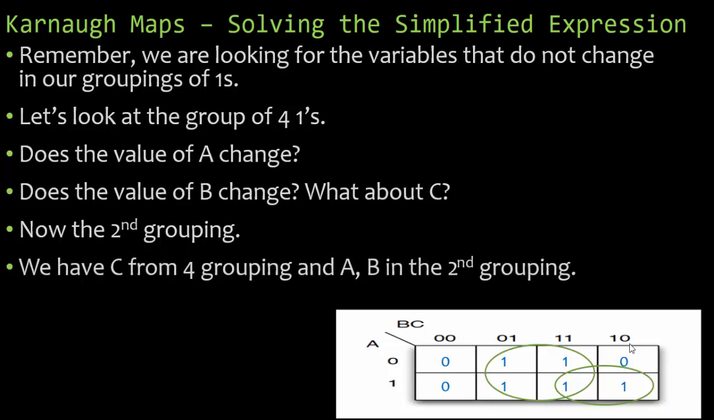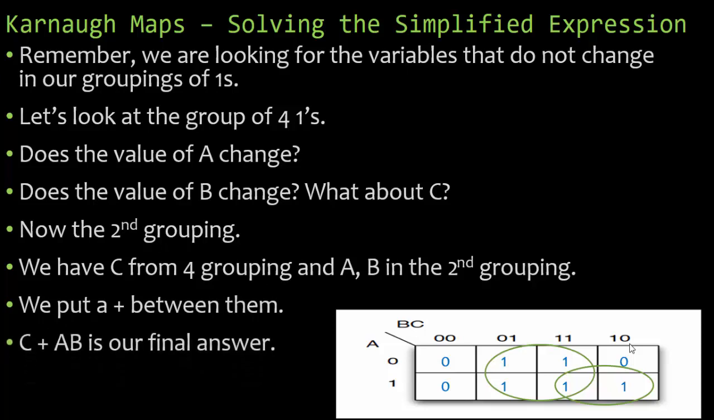So we have C from the first grouping of 4. We have AB in the second grouping. So we put a plus sign between them. C or AB is our final answer. Remember, the plus is read as an or when you're doing logic expressions or Boolean expressions. A, B, or C would also be acceptable as an answer. And that is the simplified Boolean expression for this problem.